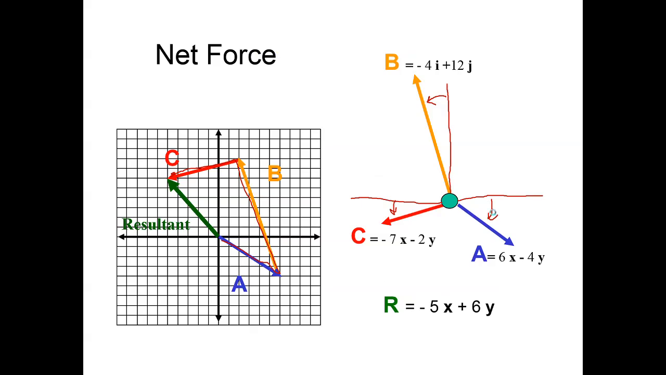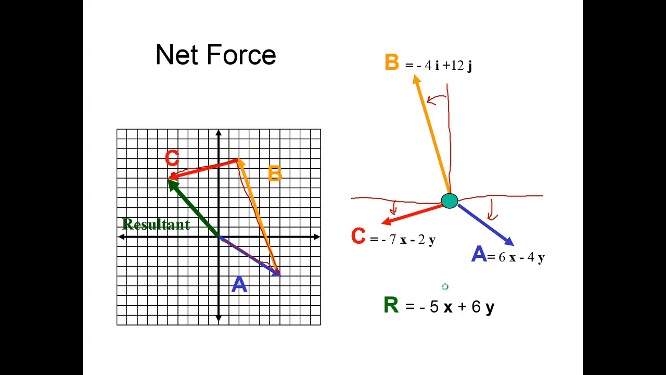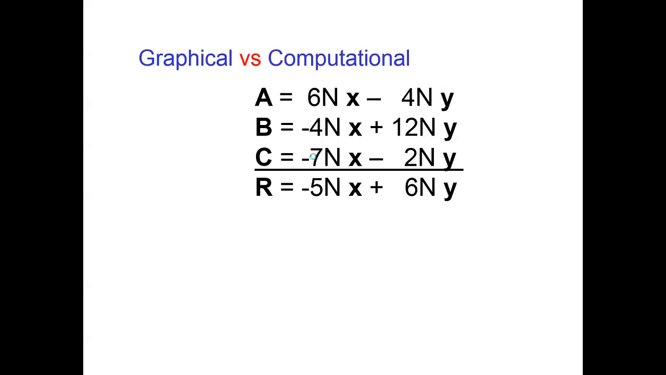So the idea here is we want to convert these angles into the counterclockwise angle from the east, or counterclockwise from the x-axis. Once we've done that, we can find our x and y components. Notice we picked these odd angles so we could get our x and y components to be integers. Finally, to come up with a resulting vector, you add them together. This adds up to be negative 5 in the x direction and plus 6 in the y direction, the same thing we got from our graphical analysis.